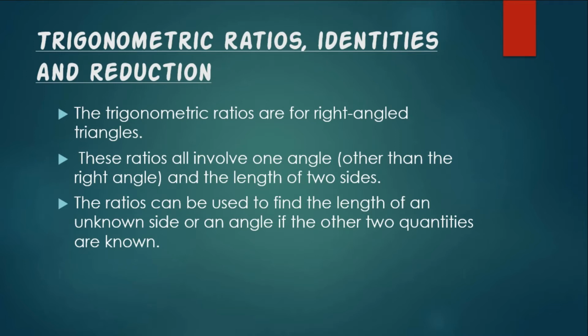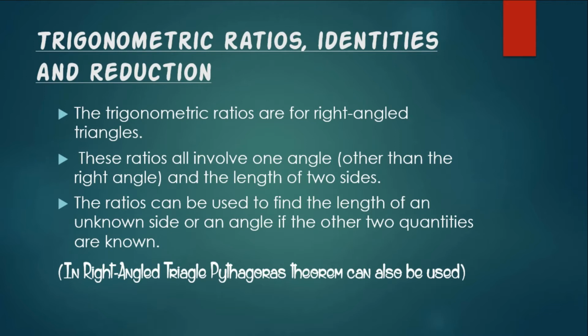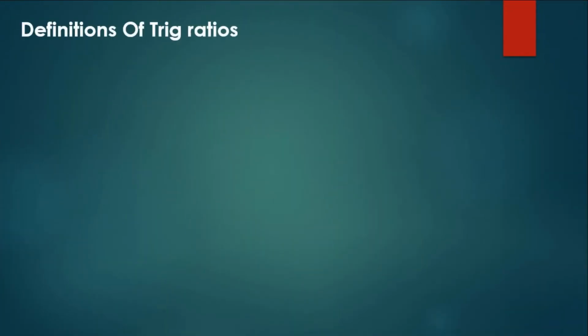In a right angle triangle, the Pythagoras theorem can also be used. This is just a hint or a reminder. Somehow we might need to use the Pythagoras theorem to solve. Moving forward, then let's get into the definition of the 3 ratios.